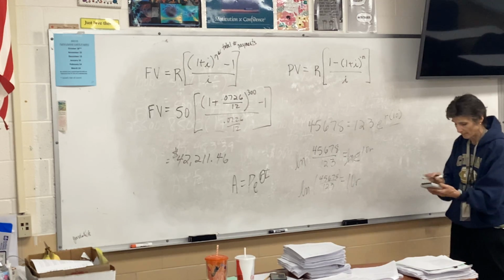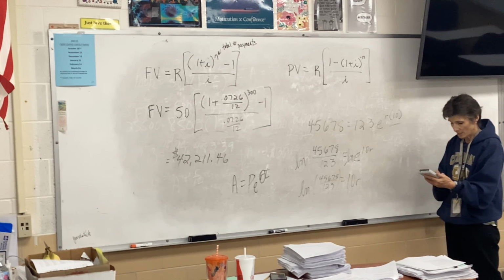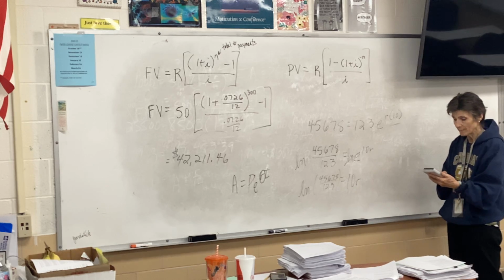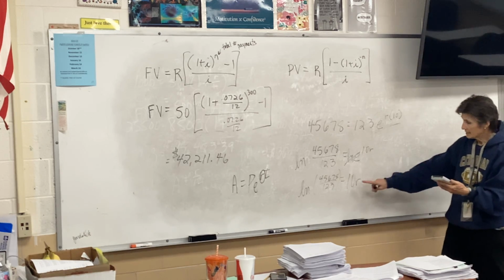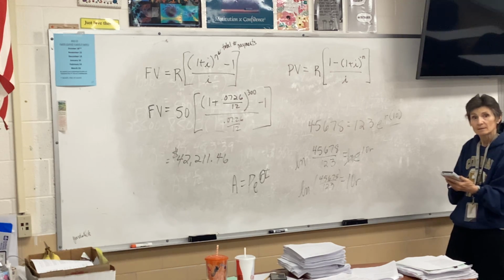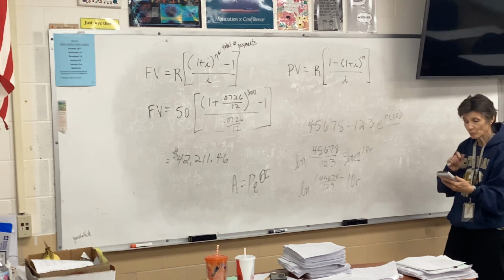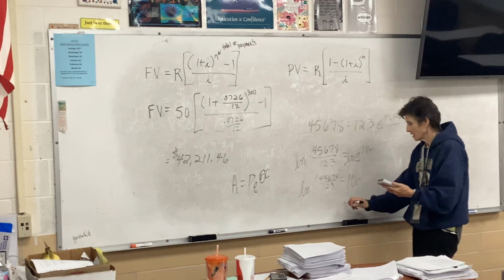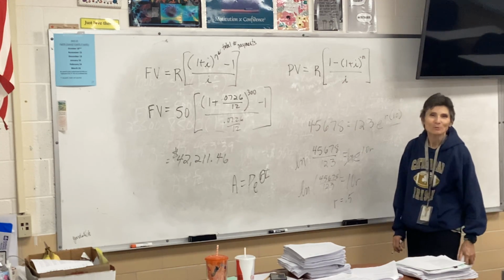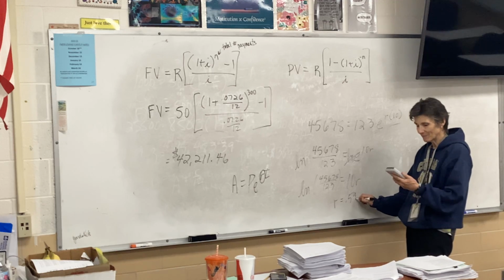So the answer to the problem is going to be ln, the natural logarithm, of that ugly fraction. So ln 12345678 divided by 123, divided by 10. So your interest rate, R, I call it an interest rate, your growth rate, is a big one, 0.5917.